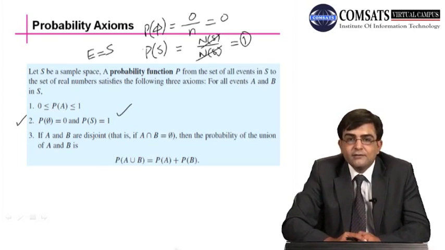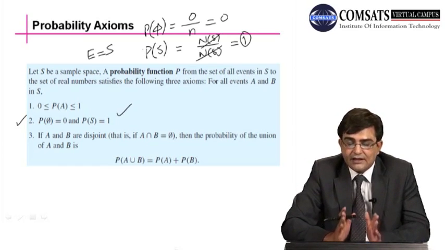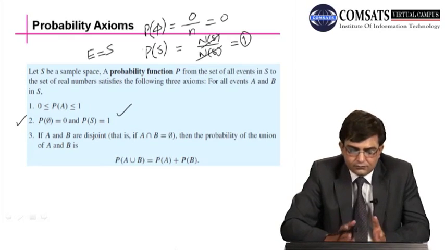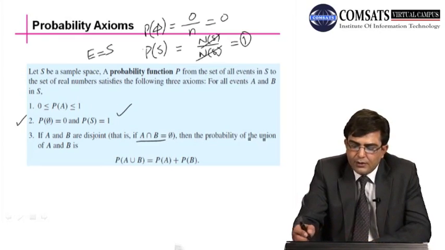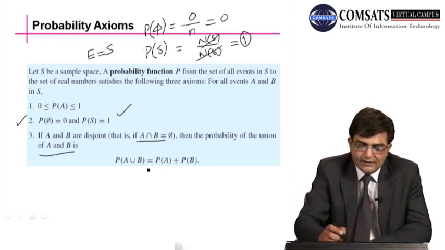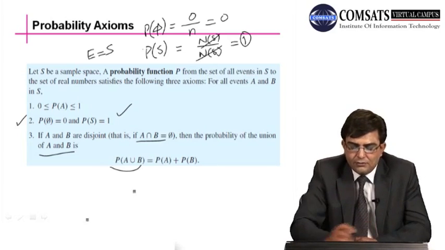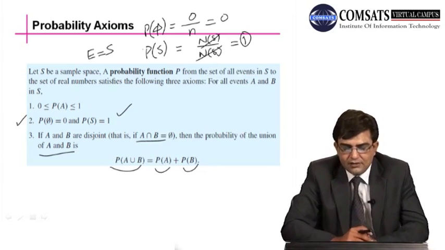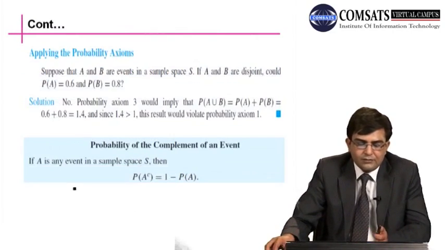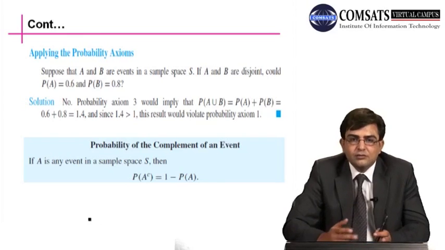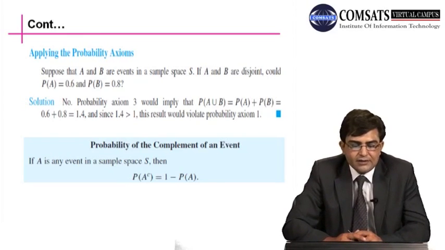If A and B are disjoint, meaning their intersection is empty, and distinct means they are not equal, that is, if the intersection of A and B is empty, then the probability of the union of A and B, P of A union B, is equal to P of A plus P of B. This is the third axiom of probability. Now we take a simple example to see how we can interpret these axioms of probability.